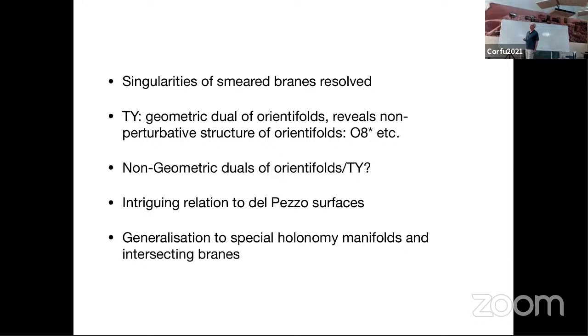And the hope is that the generalization to special holonomy manifolds and intersecting branes will lead to further understanding and also, interestingly, some explicit constructions of explicit metrics, which might be interesting. In particular, there's a question about whether, for example, the same kind of story which led to building K3 out of Kaluza-Klein monopoles could lead to a way of constructing higher dimensional special holonomy manifolds out of intersecting Kaluza-Klein monopoles or intersections of those with other branes.